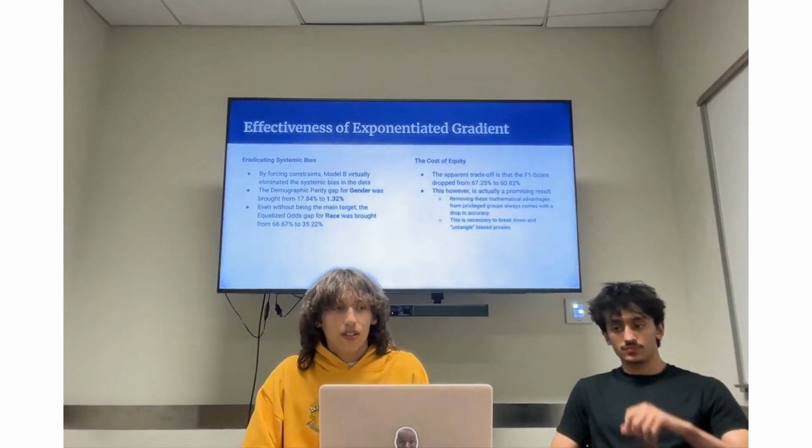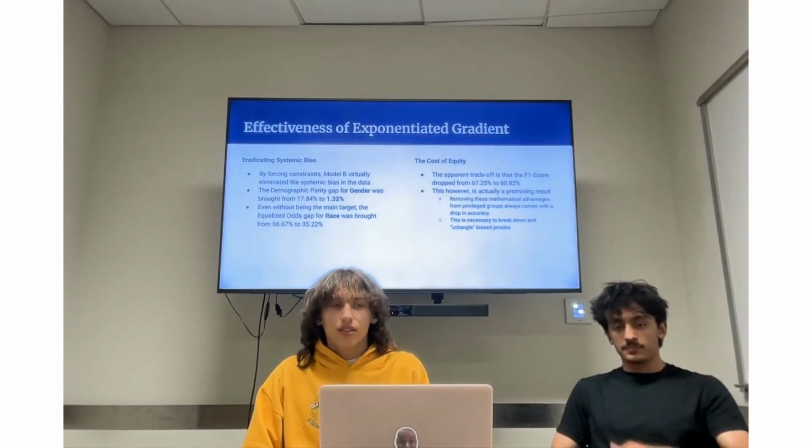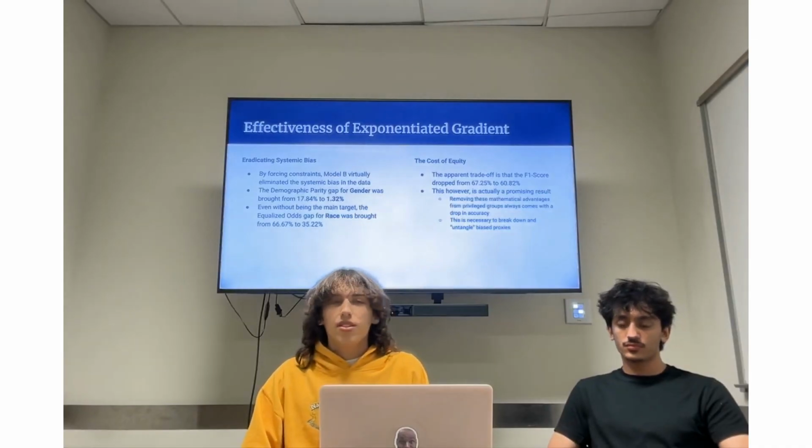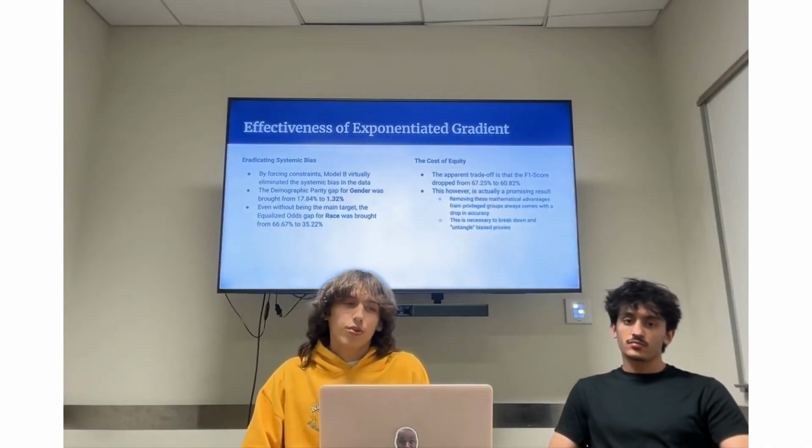So the effectiveness of this is that Model B virtually eliminated systemic bias in the data. The demographic parity gap for gender was brought from 17.84% to 1.32%.